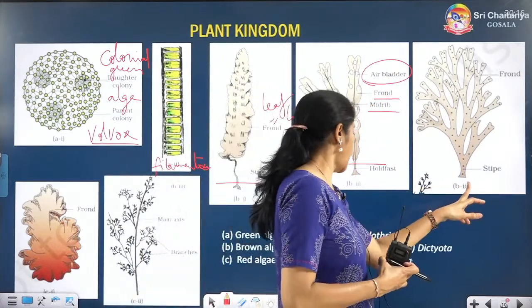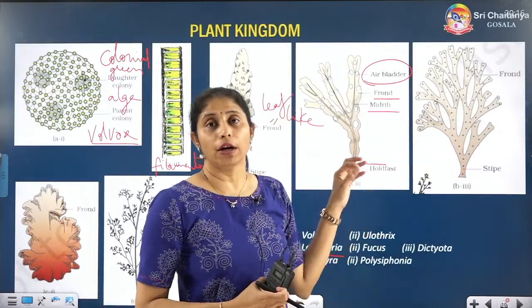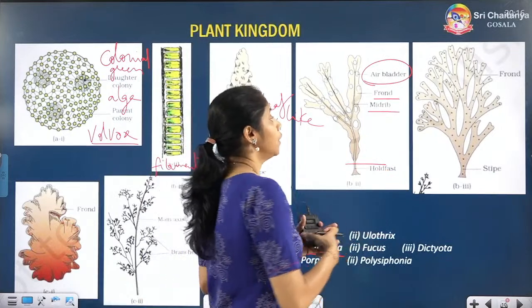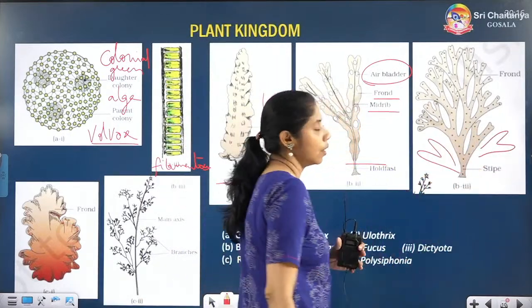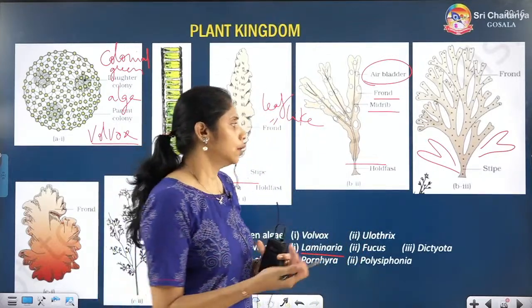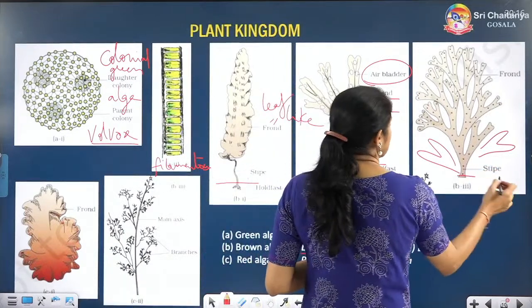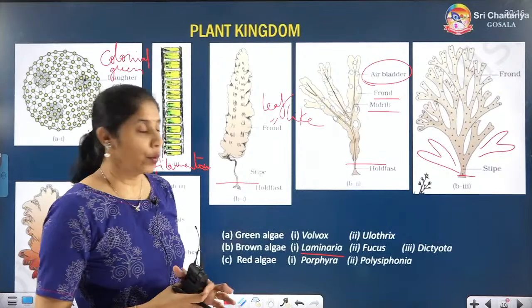Then the next one, you have the dictyota. This is called dictyota because every time it branches into two. Every time it gives rise to two branches like this. Okay. So that kind of brown alga is called dictyota. This also will have the stipe and definitely a holdfast is also there. Those three are brown algae.